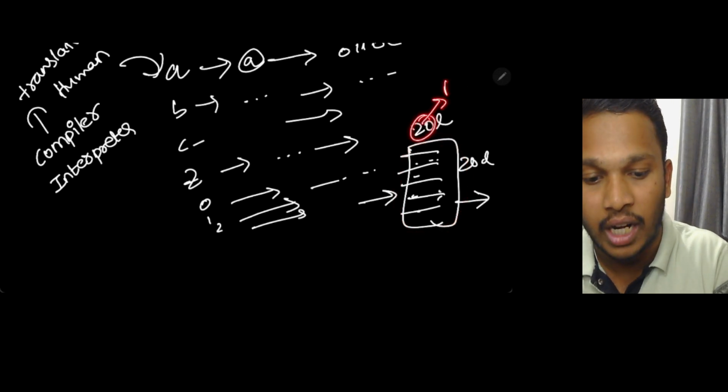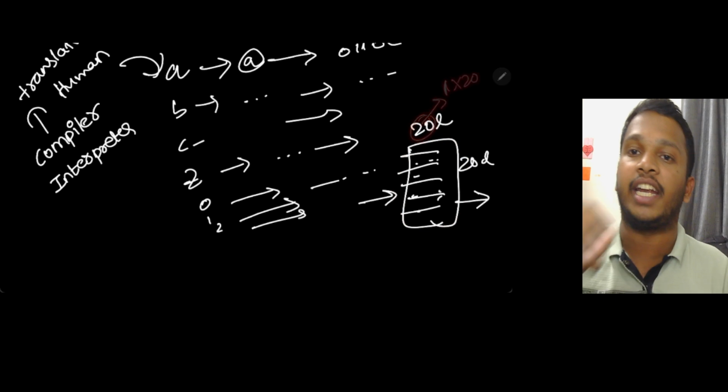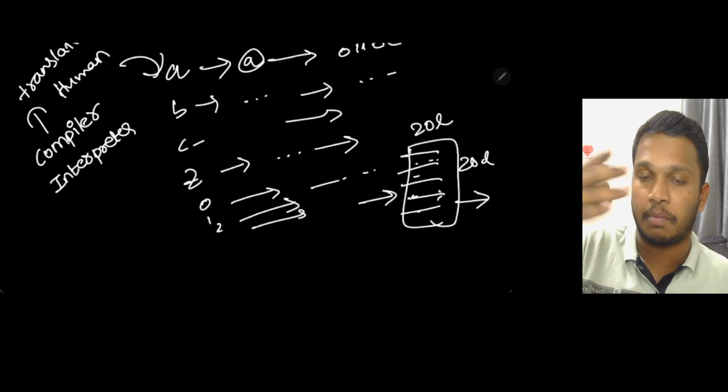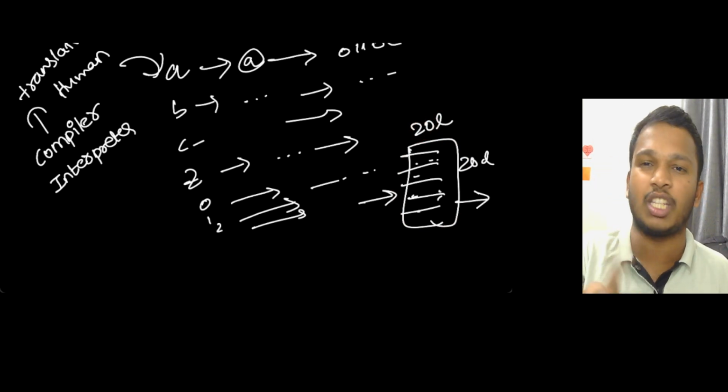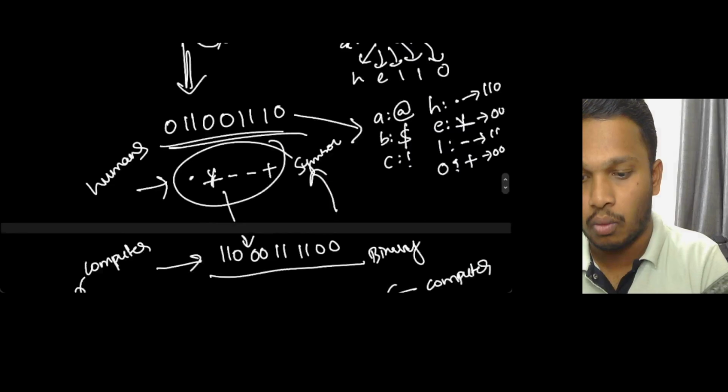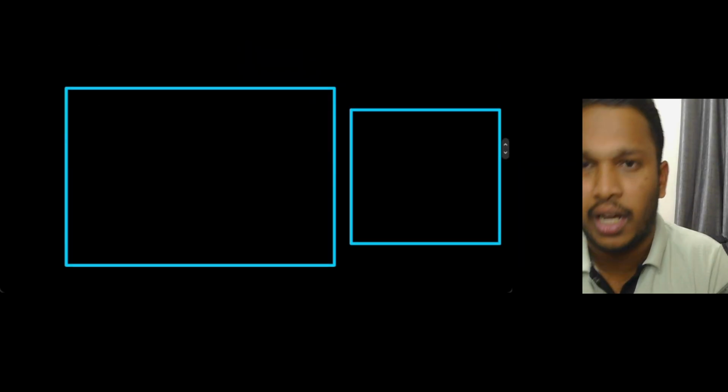The interpreter will do one line one time. So 1 into 20, 20 times here, the 20 steps it will take. Compiler, single step. This is the only difference. Okay. Now I am going to clear one more thing.